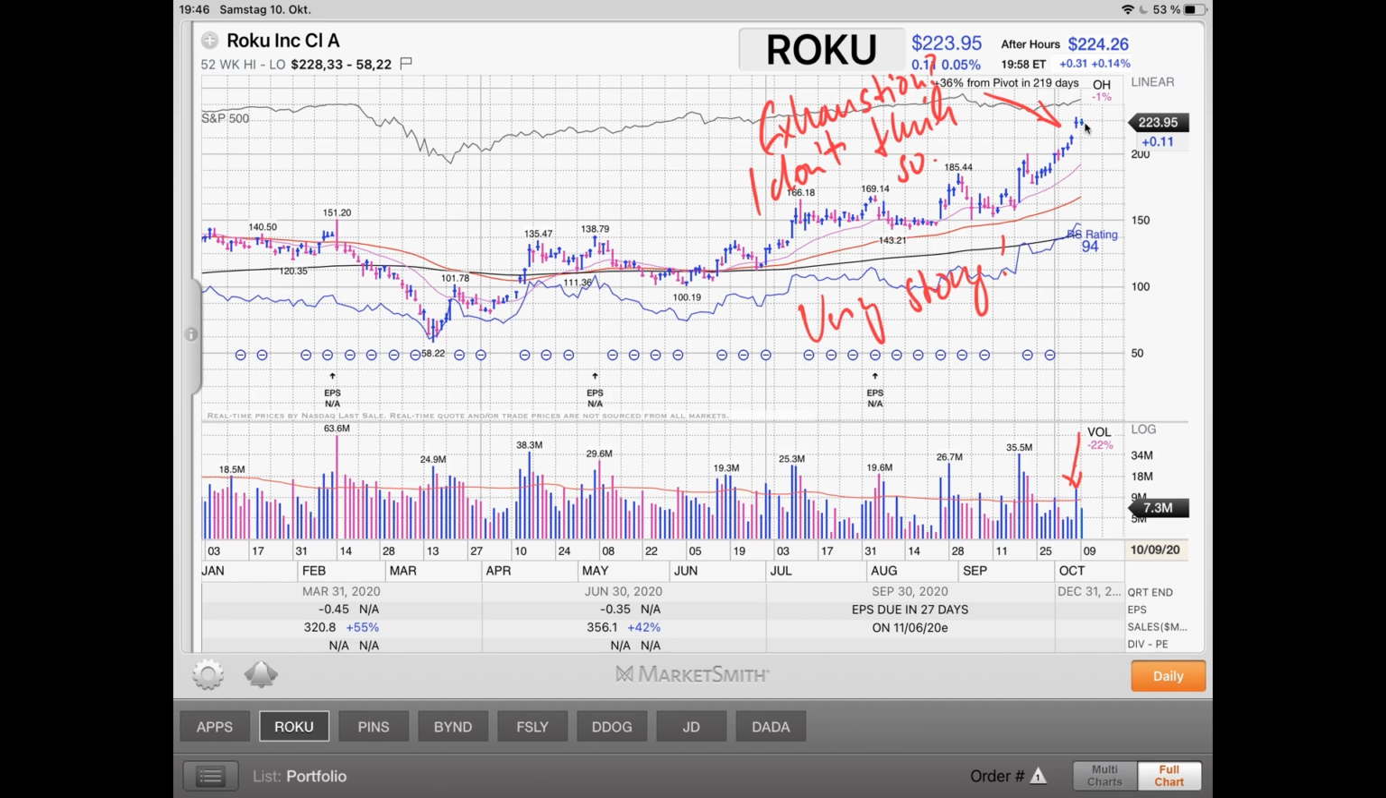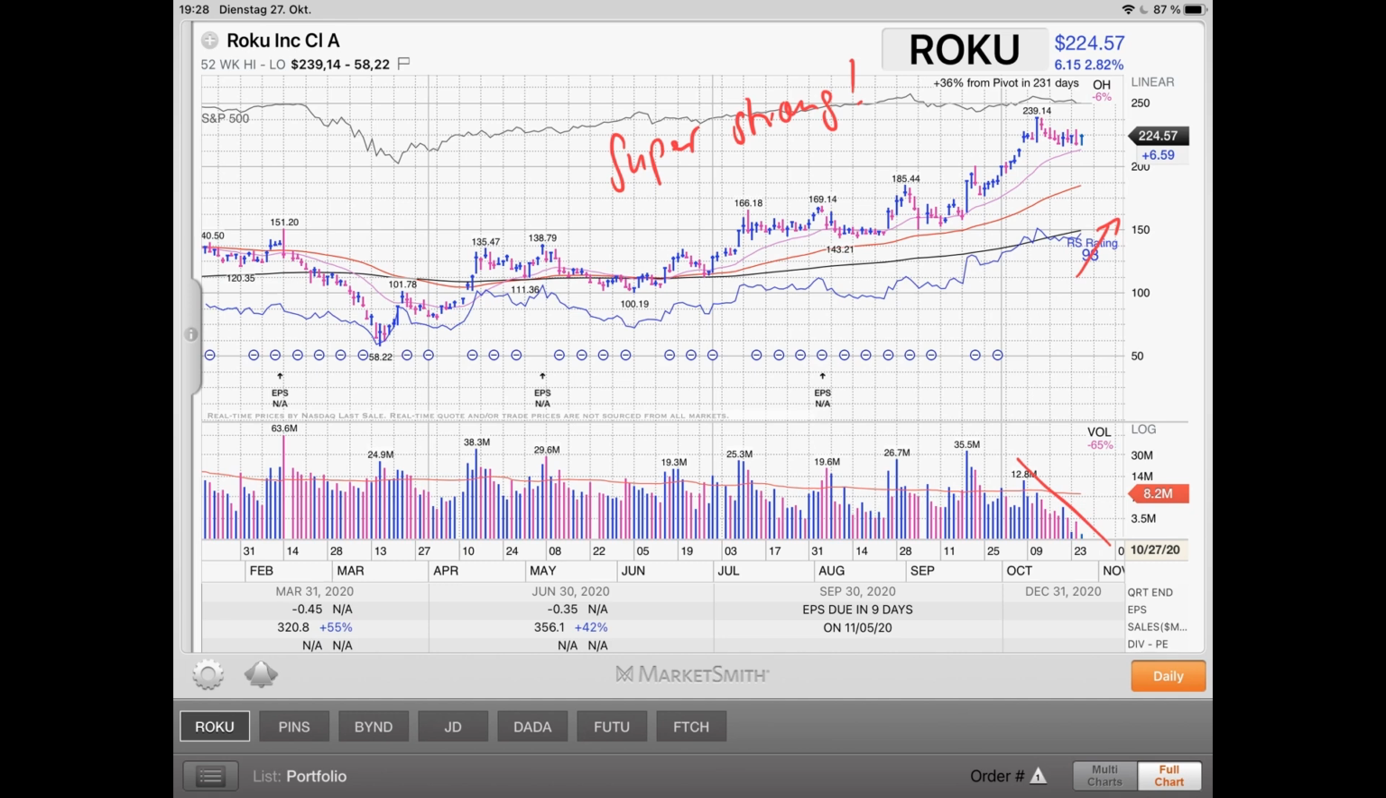And I made the note here, exhaustion, because there was this up gap here, but I don't think so because the trend is very young, or was very young at that time. And I also made a note here, very strong stock, because it was definitely outperforming the S&P 500 at that time.